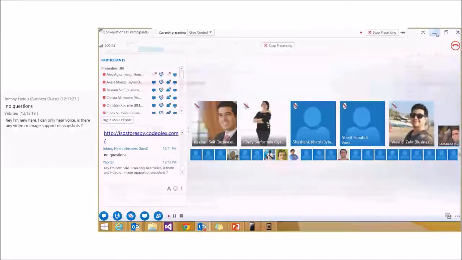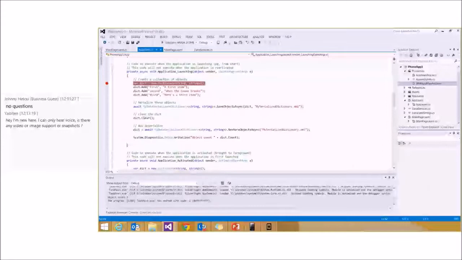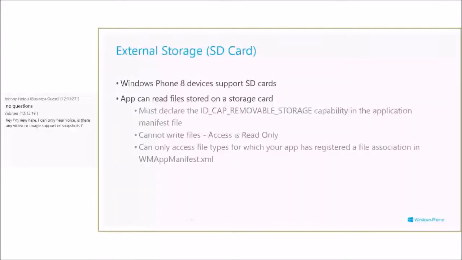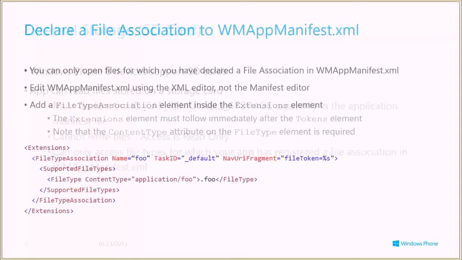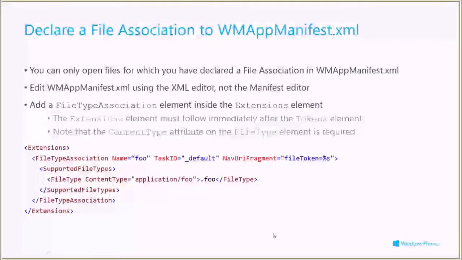So this is how the external storage would appear for users. Unfortunately, you cannot write files to your external storage. The only access to external storage is read only, and you can only access file types for which your app has registered a file association. So your application has to register the file association. For example, it will need to open a file of type .foo or .txt. These are the only things you need to add.